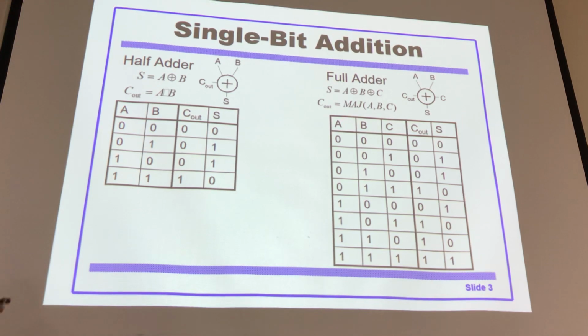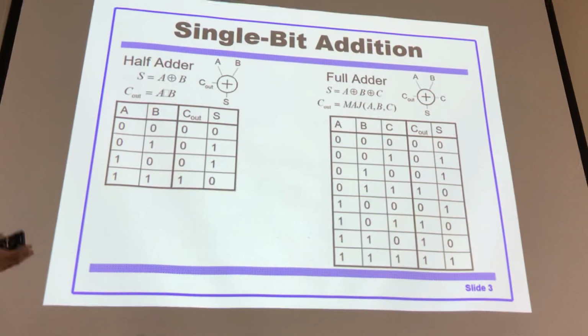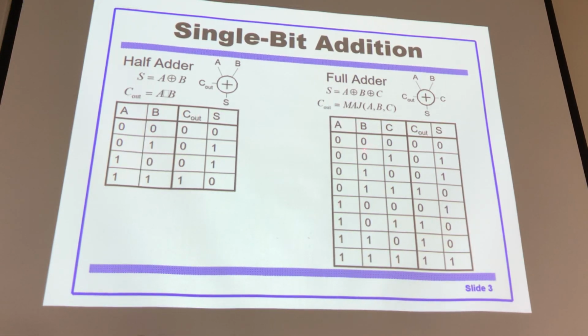For full adder, you need 3 input bits: A, B, and C. C is carry in, okay, from the low bit position. And in the truth table here, 0 plus 0 plus 0, you get 0, 0. If there's only one bit 1, you get 0, 1. Okay? And two bits 1, you get 1, 0. Three bits 1, you get 1, 1. So that's a typical full adder with 3 inputs.